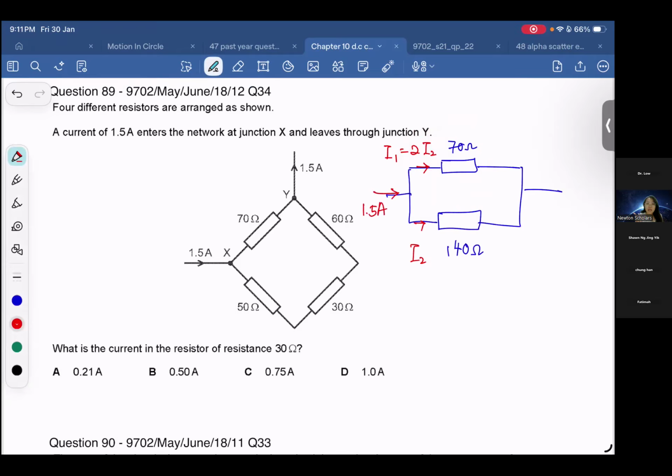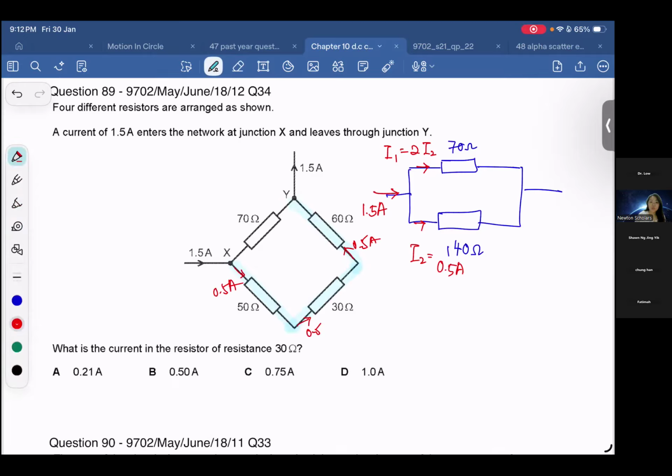This 1.5 ampere you should split into 3 portions. So 3 portions means each portion should be 0.5. So this one should be 0.5 ampere. Current flowing through here is 0.5 ampere, here 0.5 ampere, here also 0.5, because this path is actually in series.